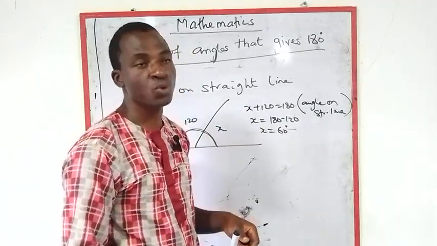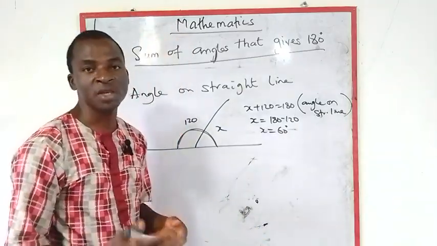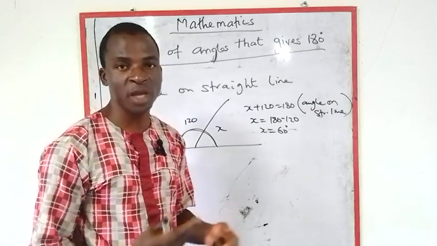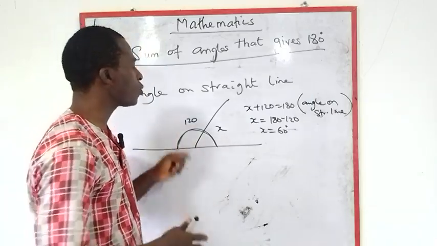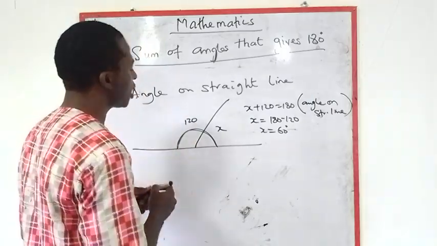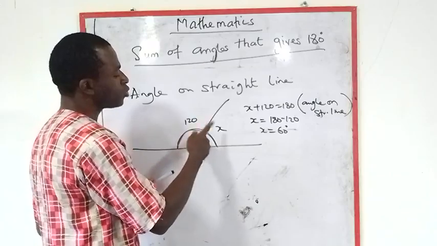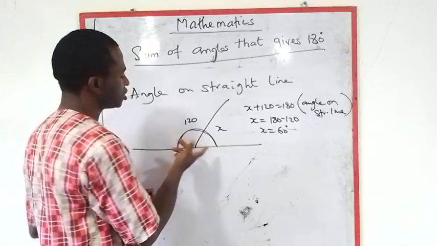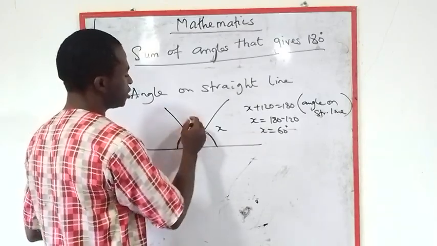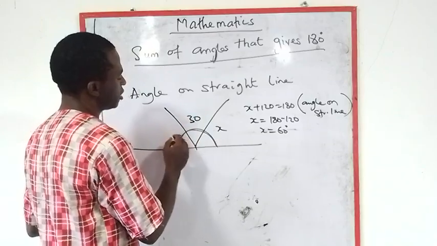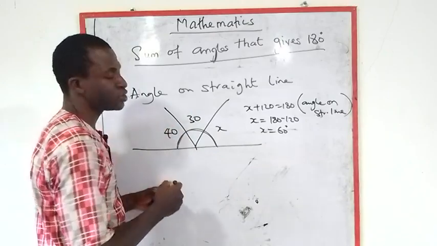This is primary school work, but at some point in our calculations, we make use of them. So this is exactly what we are talking about, angle on a straight line. There are cases where the angles may be up to 3 or 4. That is not our problem. For example, if I have something like this, maybe here is 30, and here is, let me say, 40. The same principle applies.